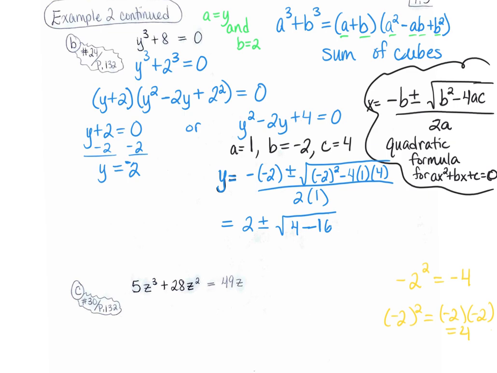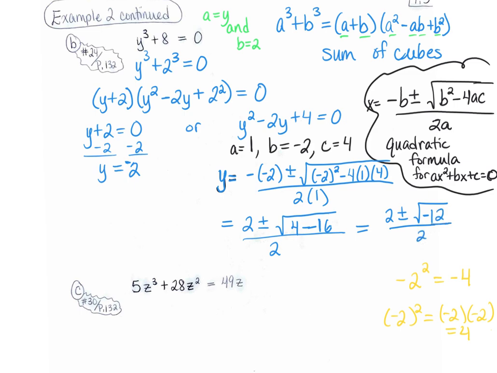Okay. All over here, what? 2. Yeah, good. 2. So, because I'm running out of room, I'm going to move horizontally. So we have 2 plus or minus the square root of negative 14. Nope. Negative 14. No. Negative 12, yes. All over 2.